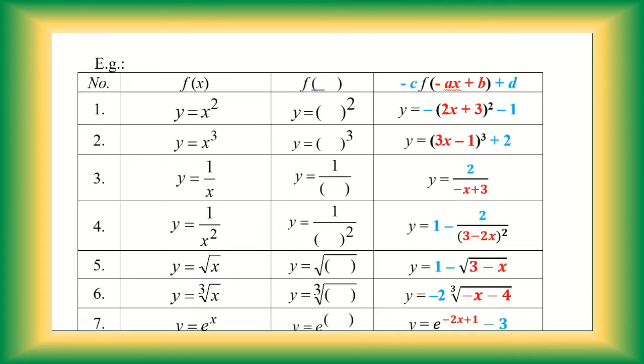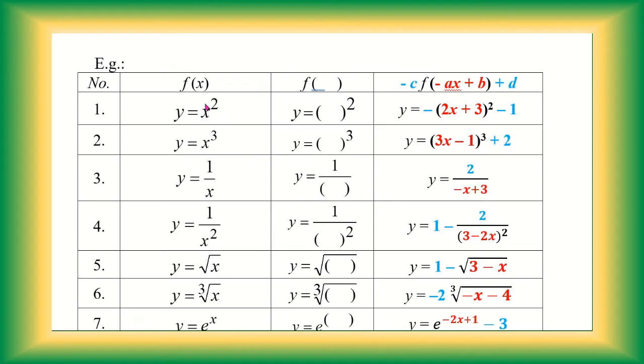When sketching graph with transformation, we need to know which terms are x-coordinate transformation and which terms are y-coordinate transformation. Now let's look into it. Okay, first example, the function y equals negative (2x plus 3) power 2 minus 1. First thing, we need to identify the parent graph of the function. Since there is a power 2 here, the parent graph is x to the power of 2.